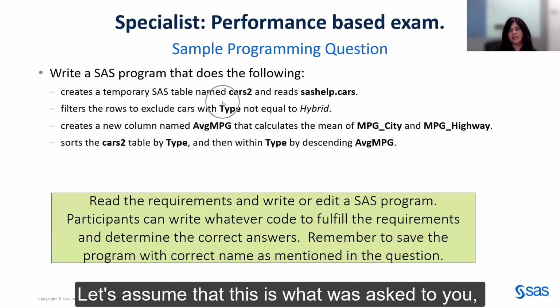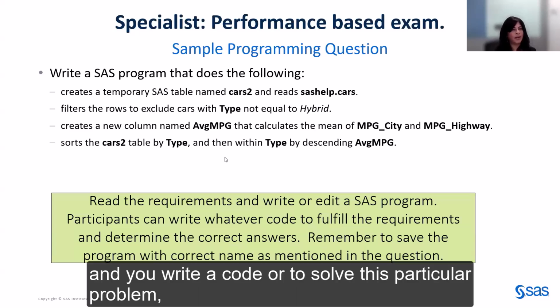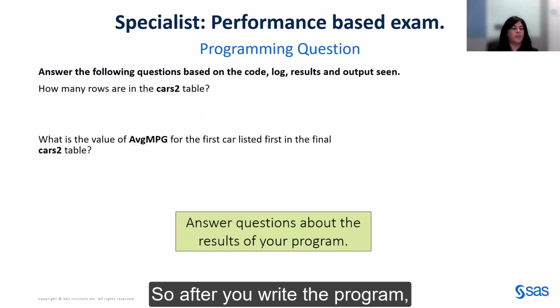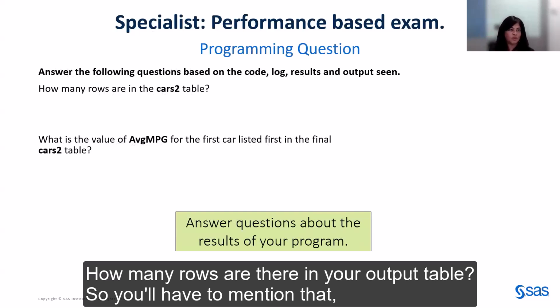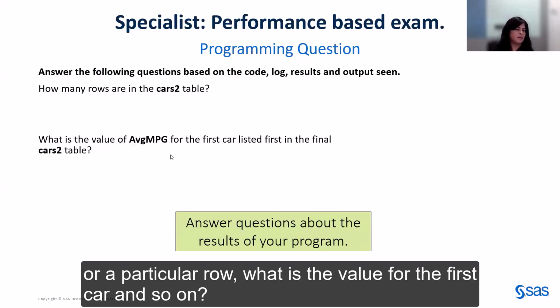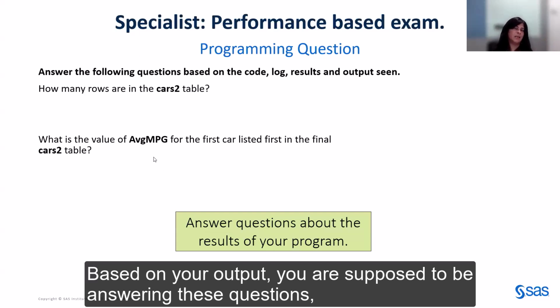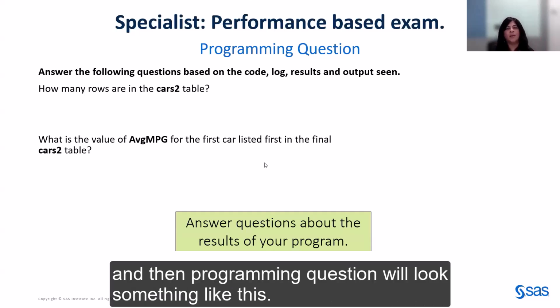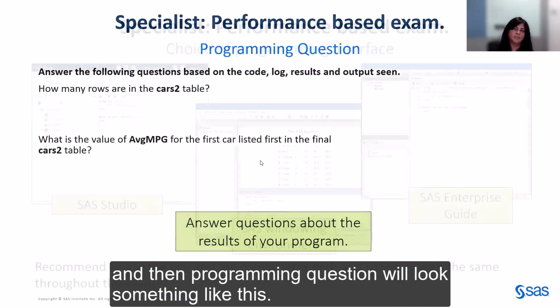Let's assume that this is what was asked of you, and you write code to solve this particular problem, and then you will have to write down the answers. So after you write the program, how many rows are there in your output table? You'll have to mention that. And what is the value for a particular column or a particular row? What is the value for the first star, and so on? Based on your output, you are supposed to answer these questions, right? So this is your performance-based exam, and a programming question will look something like this.